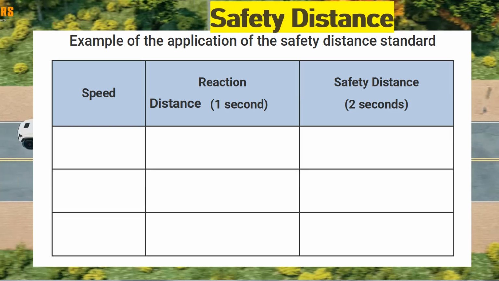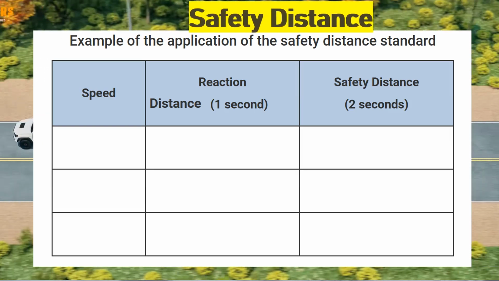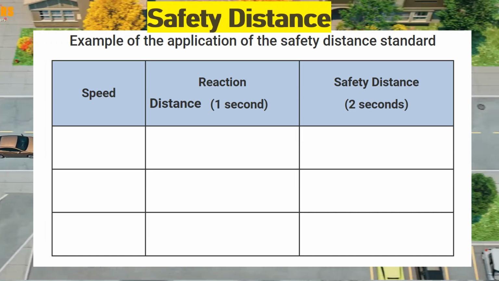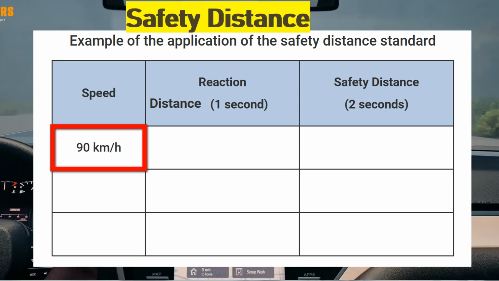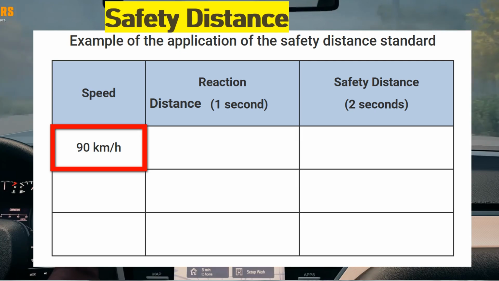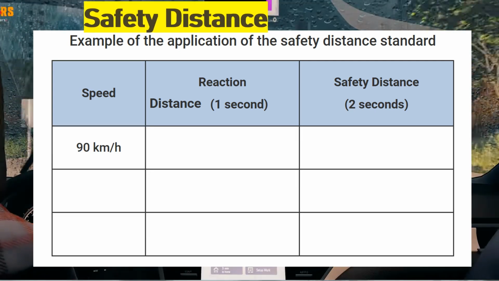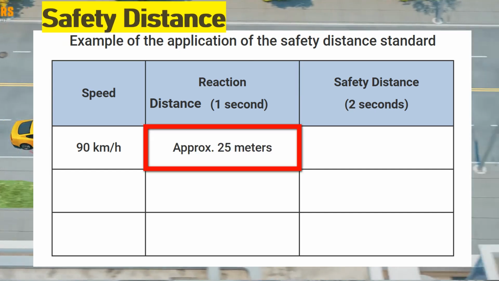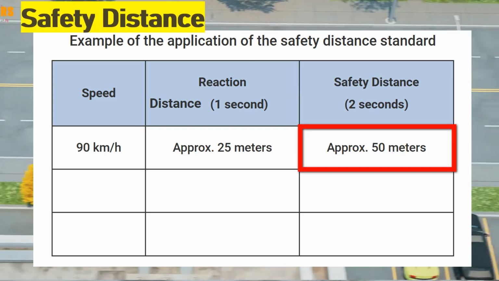Example of the application of the safety distance standard. Let's see in the given table. When the speed of a vehicle is 90 km per hour, assuming a reaction time of 1 second, the reaction distance will be approximately 25 meters. The safety distance must be double, that is 50 meters.